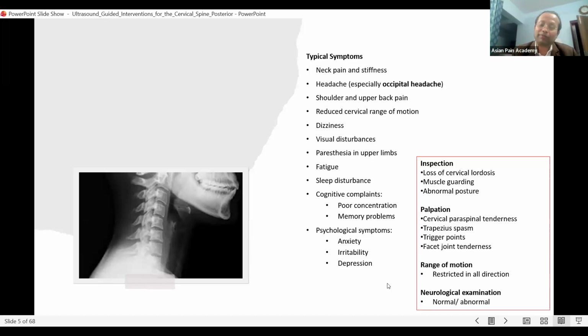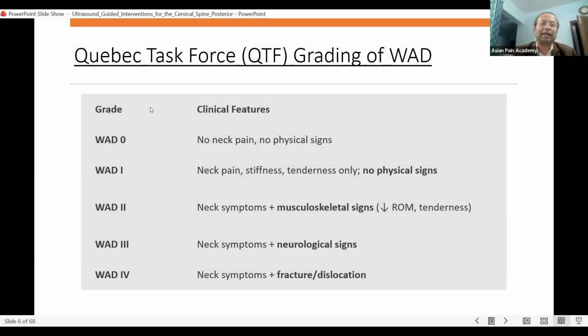Neurological examination in facet joint pain or even whiplash associated disorder is most of the time normal, but of course, if it is severe, it can be abnormal also. Whiplash associated disorder can be grade 1, grade 2, grade 3, grade 4. Grade 1 means no physical signs as such; the patient's complaint is just pain, and you don't find anything. Grade 2 means musculoskeletal signs: the patient has come with a stiff neck, range of motion is decreased and there is tenderness. Grade 3 means neurological signs. Grade 4 means fracture dislocation.